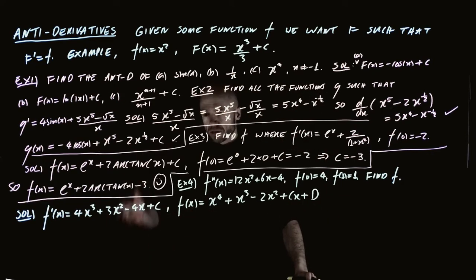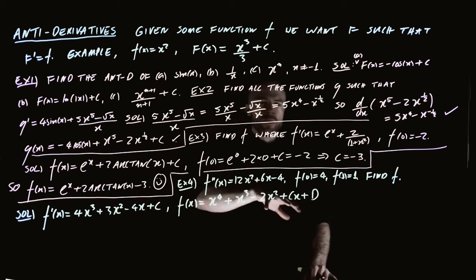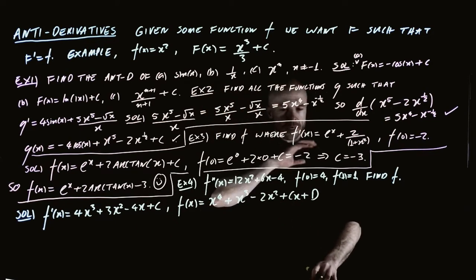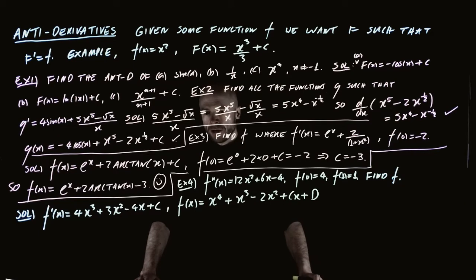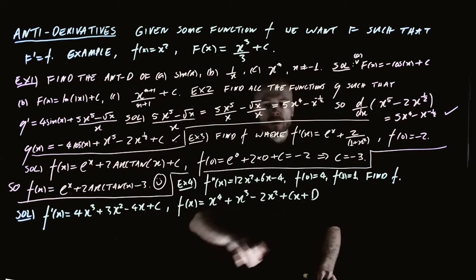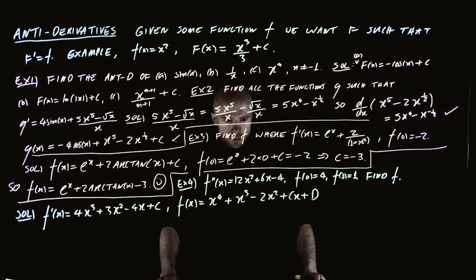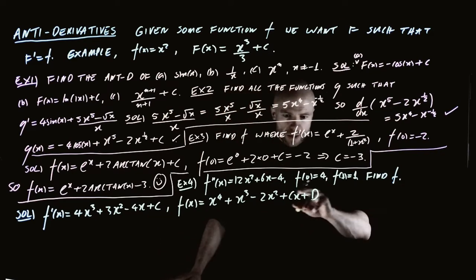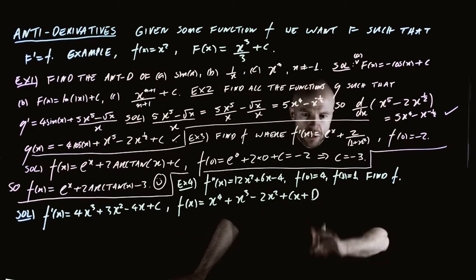So if you use c, then the next one has to be d. Do not use c again. You'll just get nonsensical answers. It's a constant here, and this guy is going to be a different constant. So give it a different letter. Okay, cool. Now we have the most general form, but now we can hope to try and find c and d because we have these pieces of information.